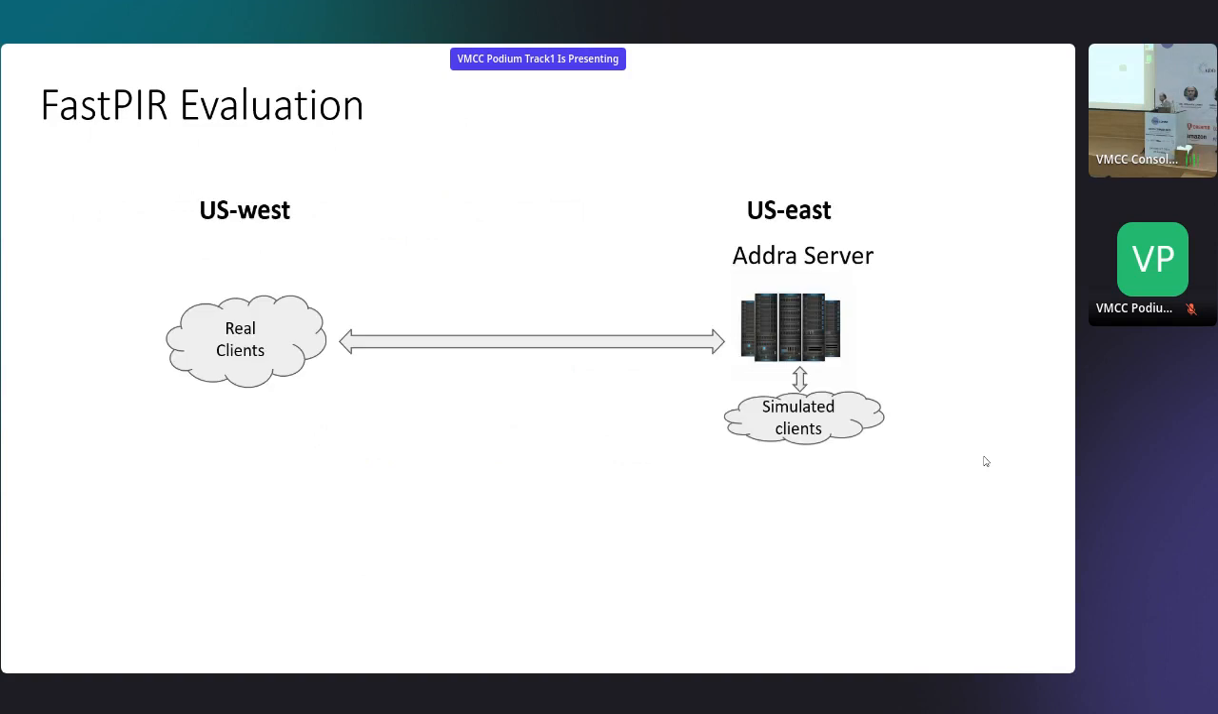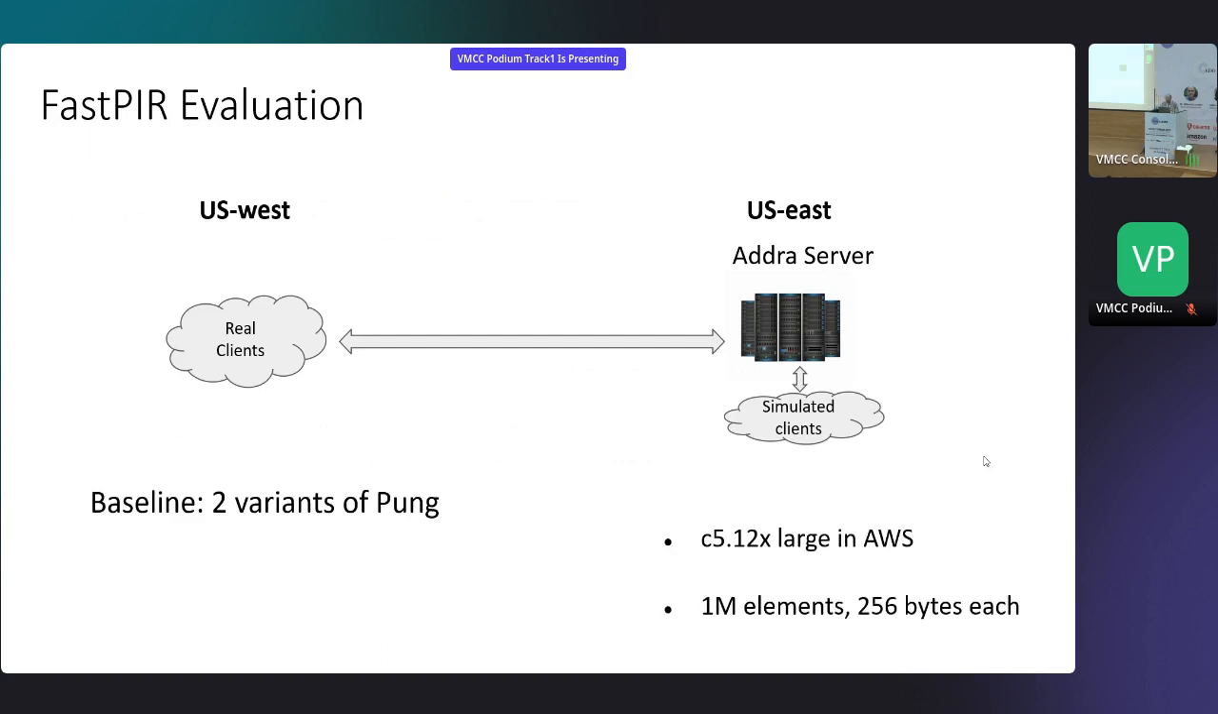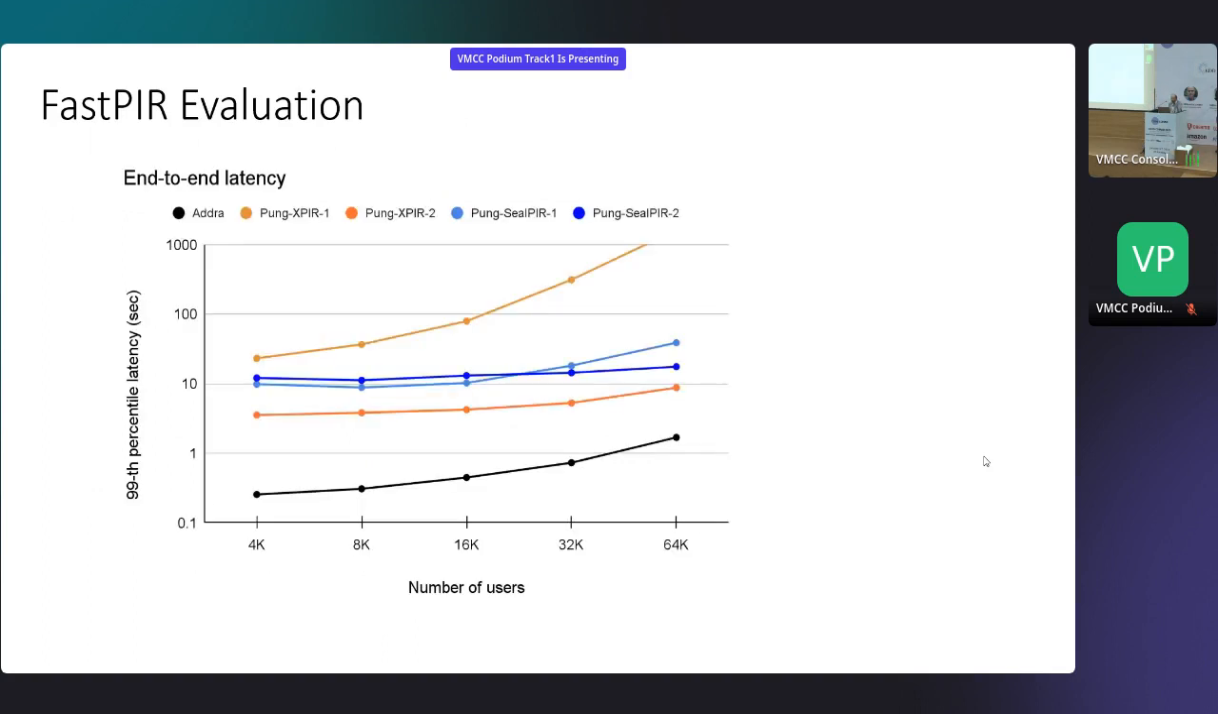Basically, we did some experiments on this. We have clients, and we compare with Pung, various versions of Pung. The clients are on the West Coast and we had the server on the East Coast. We had communication happening, and we used all this in AWS.